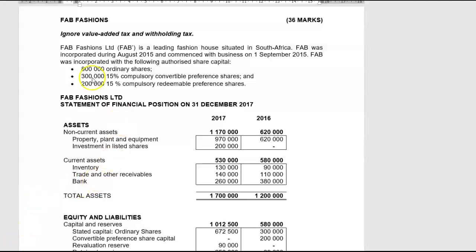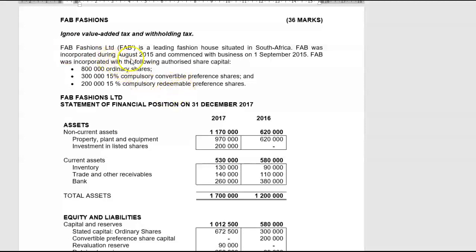Good. What is different in Fab Fashions that you should take note of? The first thing is the profit before tax calculation. Go and have a look at that. The second thing is dividend calculation. Make sure that you can do that. And the third thing is the calculation of new machinery that they have actually purchased during the year. So those three things are a little bit more tricky than in other questions, so go and have a look at it.